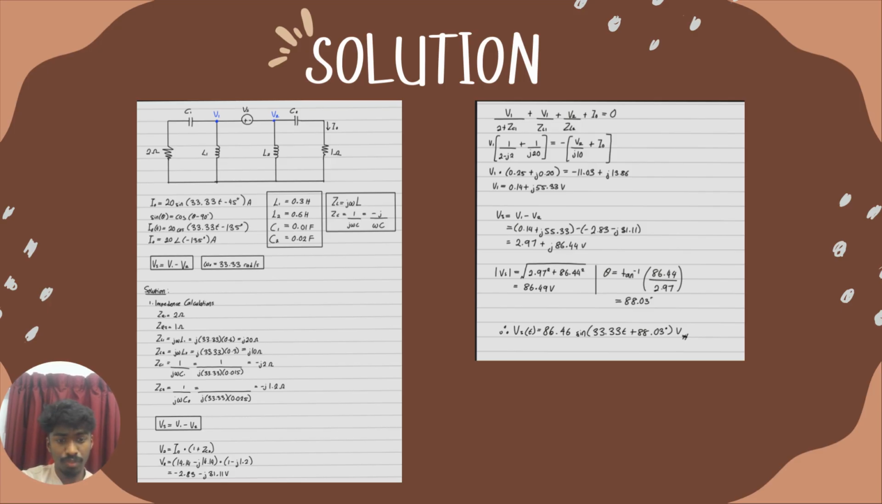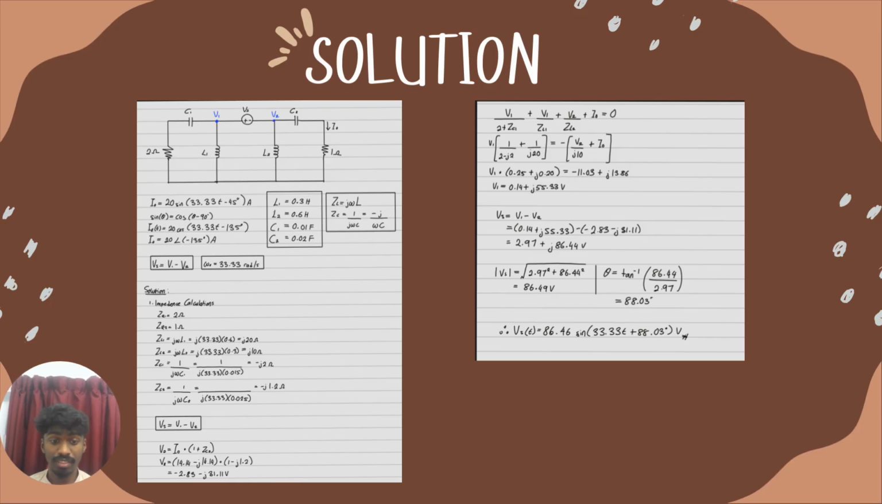We go to step 3, which is finding Vs. The voltage source is simply the potential difference between the two nodes, V1 minus V2. Looking at the circuit, the positive terminal is at V1. So the calculation is 0.14 plus J55.33 minus (2.83 minus J3.11), which gives 2.97 plus J86.44 volts.